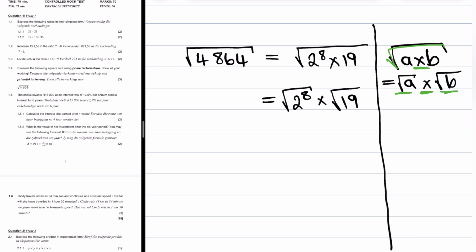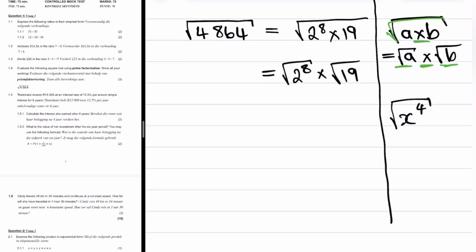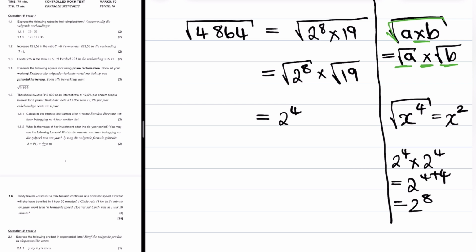So in other words, if I take, let's say, x to the power 4, and I take the square root of x to the power 4, because there's an even exponent, it is a perfect square, which means its answer here will be x to the power 2, because x to the power 2 times x to the power 2 gives us x to the power 4. So here, the square root of 2 to the power 8 will be 2 to the power 4, because 2 to the power 4 times 2 to the power 4 is equal to 2 to the power 4 plus 4, which is 2 to the power 8. So you can see here that our laws of exponents apply.